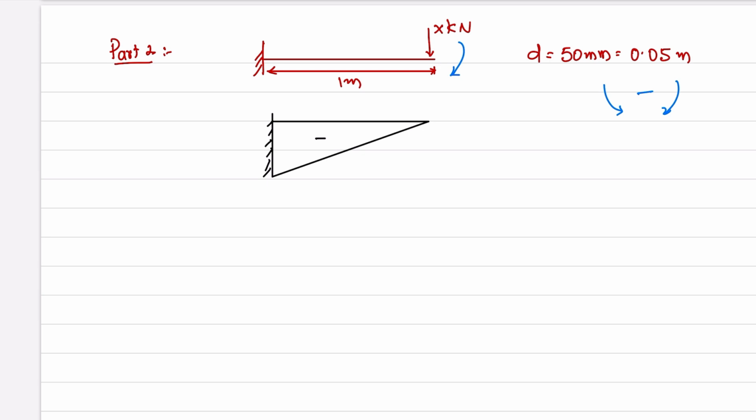Once we know the bending moment diagram, what is the bending moment? Bending moment is x into 1. Here it is A, let us call it, and here it is B. Bending moment at A is equal to x into 1. X is in kilonewtons, the distance is 1 meter, so that is equal to x kilonewton meter.